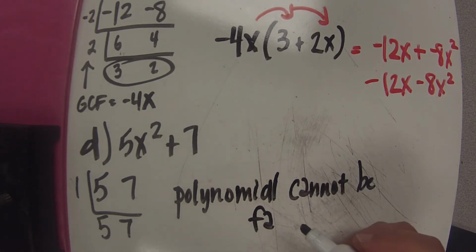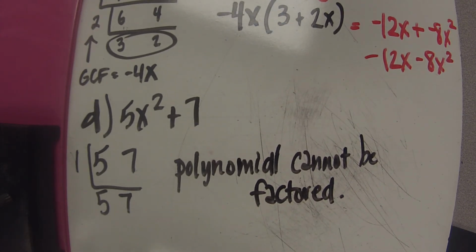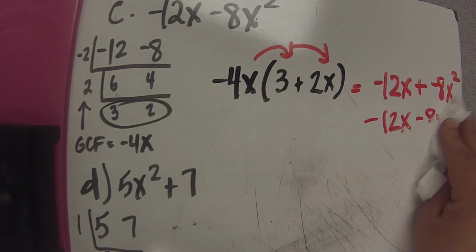Meaning that it's already simplified as much as it can be. Okay, we can't simplify that down anymore. Okay, E, example E.